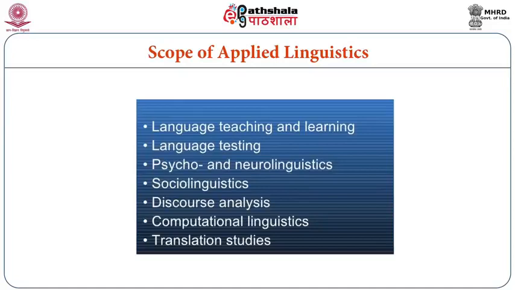Just to name a few, the scope of applied linguistics includes language teaching and learning, language testing, psycho and neurolinguistics, sociolinguistics, discourse analysis, computational linguistics and translation studies. After discussing applied linguistics, there are certain other terms to be discussed in detail that are comparatively modern areas, the modern scope of linguistics. One is computational linguistics.